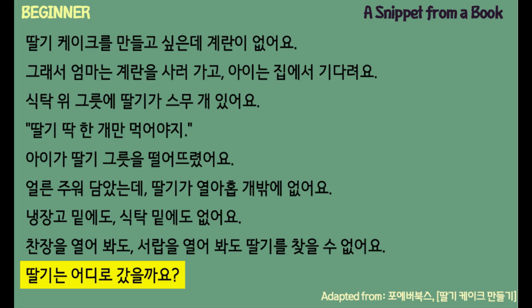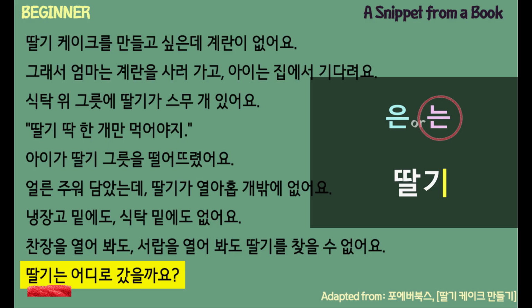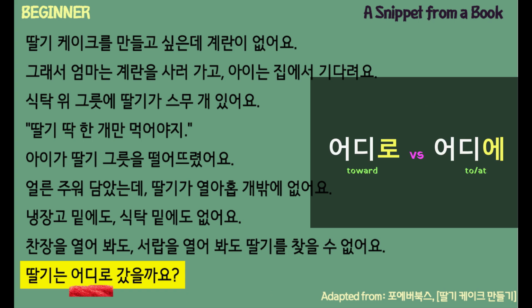딸기는 어디로 갔을까요? 딸기 is strawberry. 는 is the topping marker, so it means as for the strawberry. 어디 means where, and 로 is a direction particle. In this story, you can actually use either 어디에 갔을까요 and 어디로 갔을까요. Both are perfectly correct and natural.